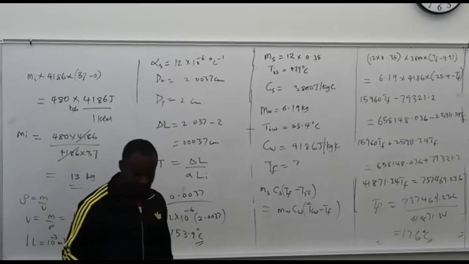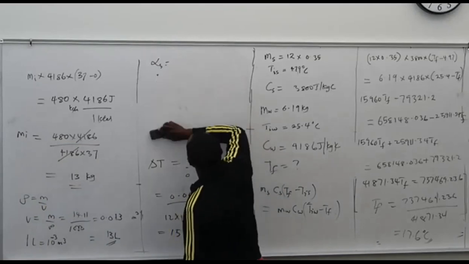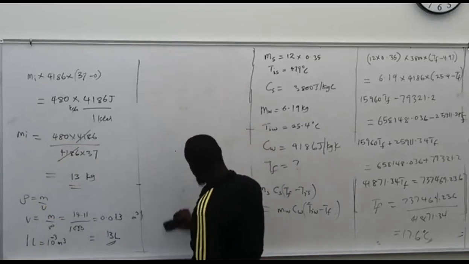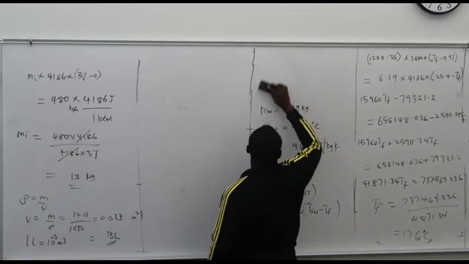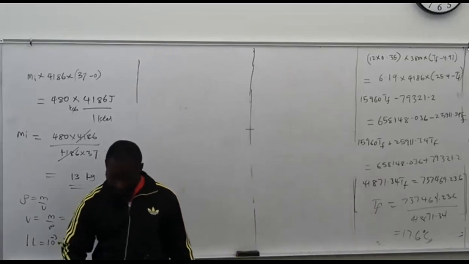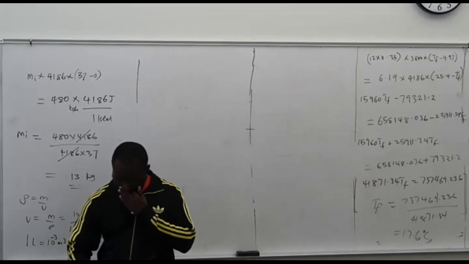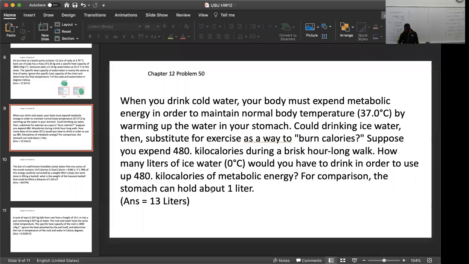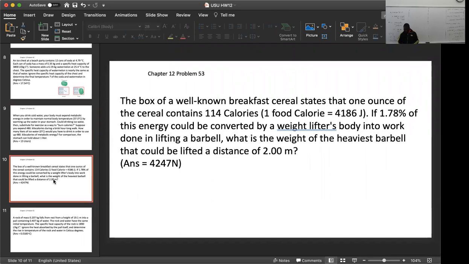So let me share again and go to the next problem. All right. So we just finished this problem and we got the 13 liters. So this is chapter 12, problem 53. The box of a well-known breakfast cereal states that 1 ounce of the cereal contains 114 calories. One food calorie is that. If 1.78% of this energy could be converted by a weightlifter's body into work done in lifting a barbell.